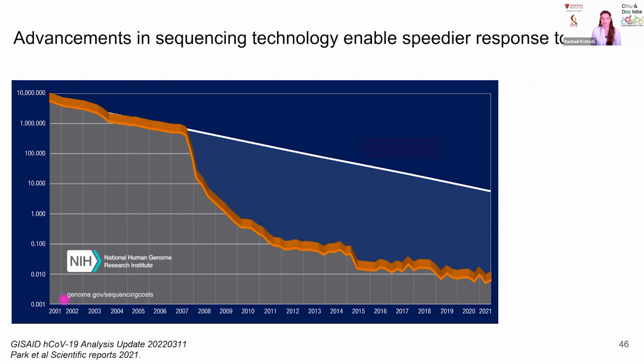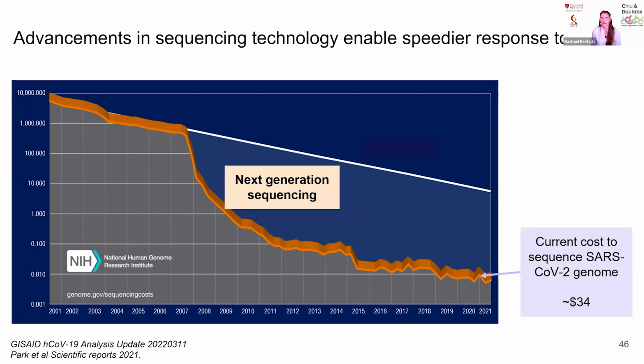So this is a graph. We start in 2001 down here, and we go to present day. And here we have the cost of sequencing. So the white line is halving the cost every year. So that's already a great trend. But you can see we did much better than that. And that was because new technology came out called next generation sequencing. And what that allowed is now the cost of sequencing one SARS-CoV-2 genome is only around $34 by some estimates.